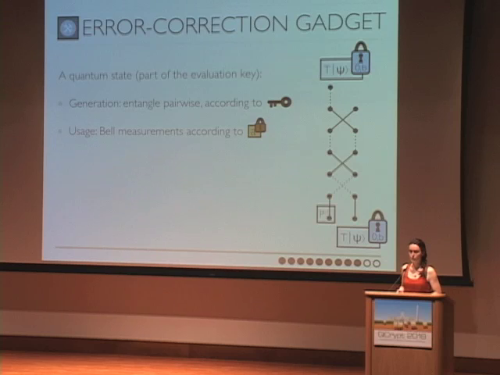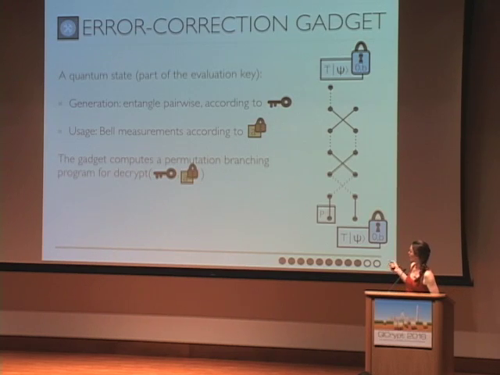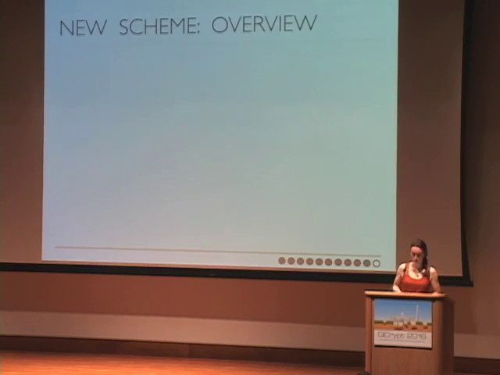So this gadget allows us to remove this phase gate if and only if it was present. And for the expert in the audience, basically what this gadget does in spirit is it computes a permutation branching program for the decryption function, where the instructions that depend on the secret key are already done in the key generation phase, and the instructions that depend on the encryption of A, they are executed during the evaluation phase. So a very brief overview of our scheme, just to recap.